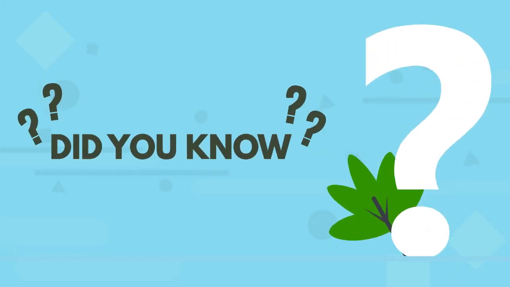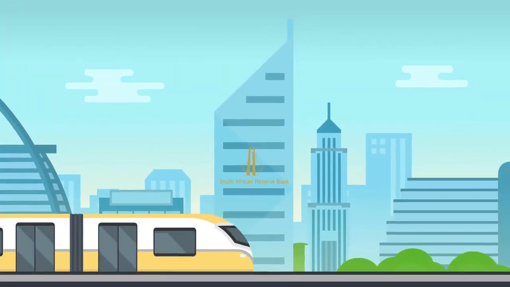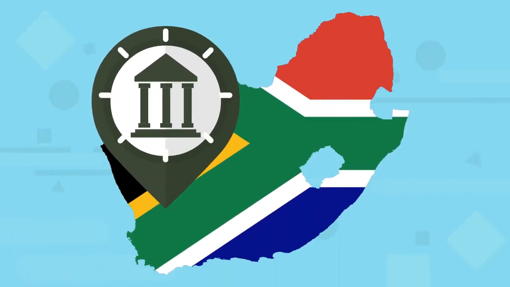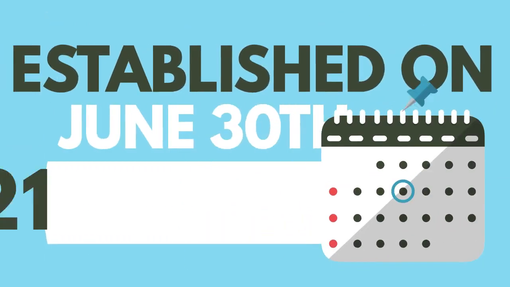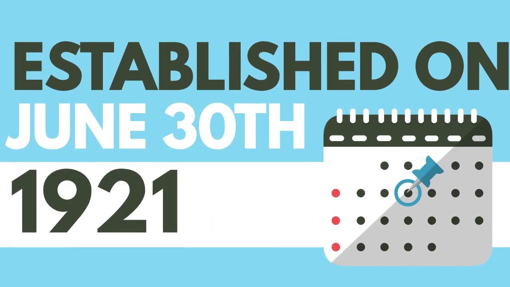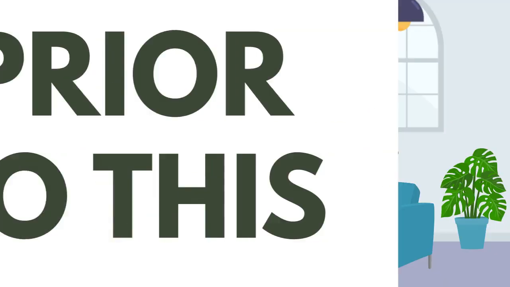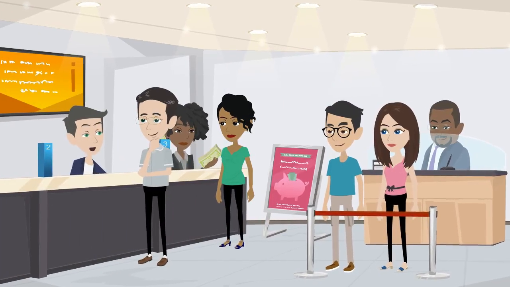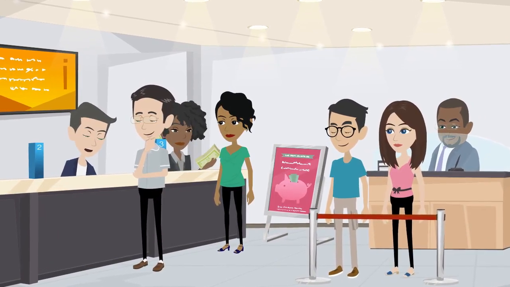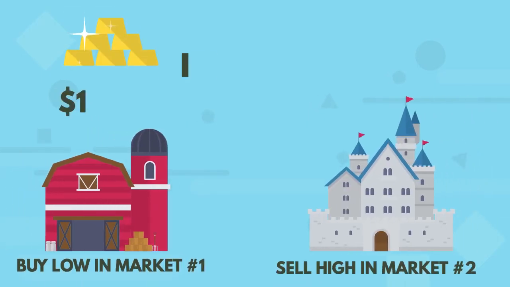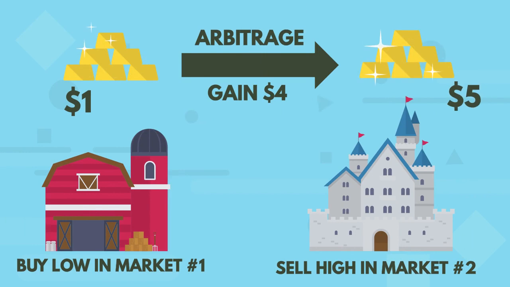Did you know? The South African Reserve Bank, SARB, is the oldest central bank in Africa. It was established on June 30, 1921. Prior to this, South Africa had no monetary authority, and it was the responsibility of commercial banks to bring notes into circulation. It was only because of arbitrage that the SARB came into existence.